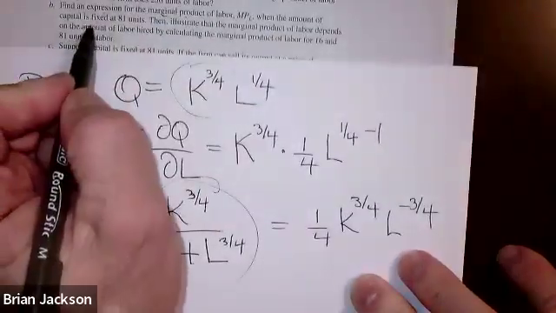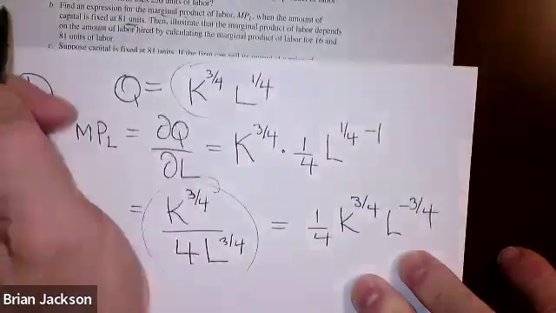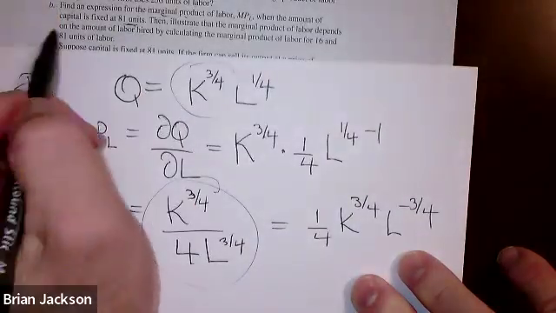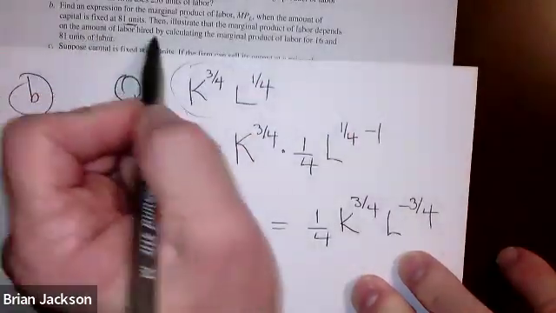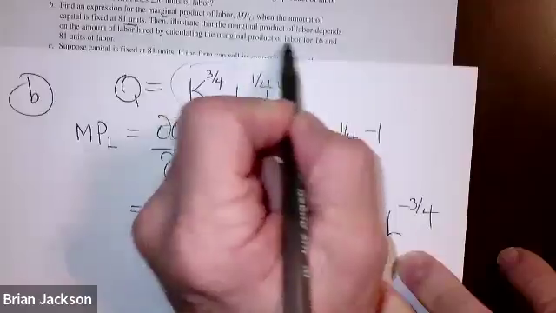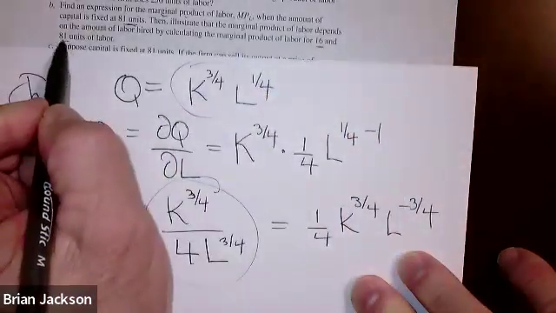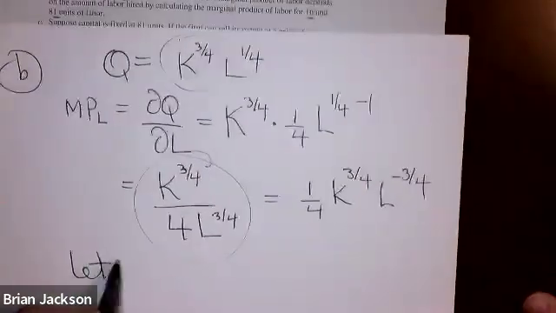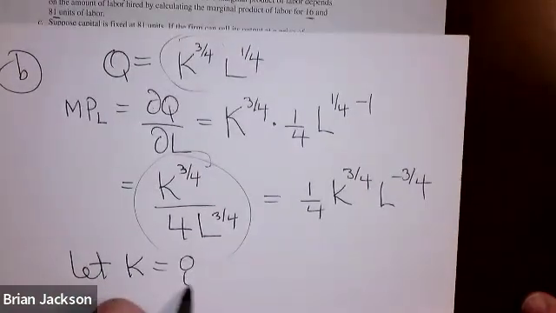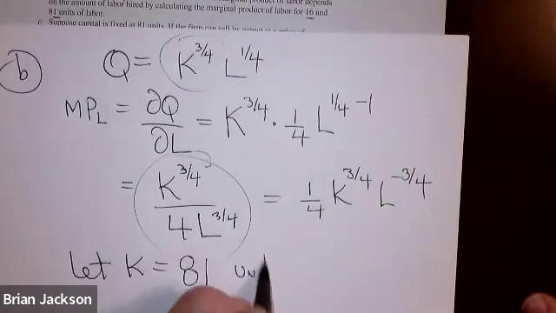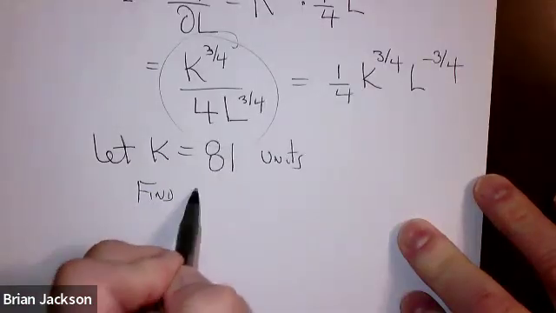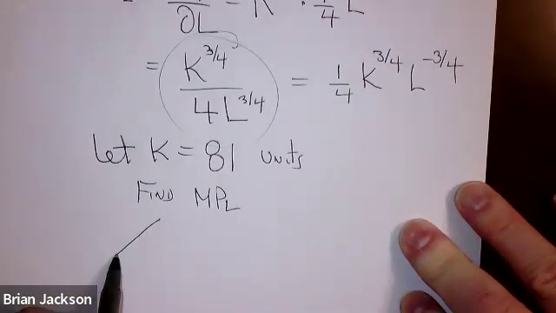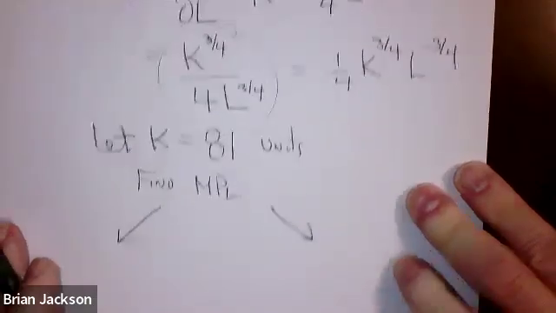at any rate, when the amount of capital is fixed at 81, they want you to find the marginal product of labor and illustrate that it depends on the amount of labor hired by calculating the marginal product for 16 and for 81 units of labor. So first off, they say, let capital here again be 81 machines, 81 units. And then in this case, find the marginal product of labor under 2 different scenarios, if you will.